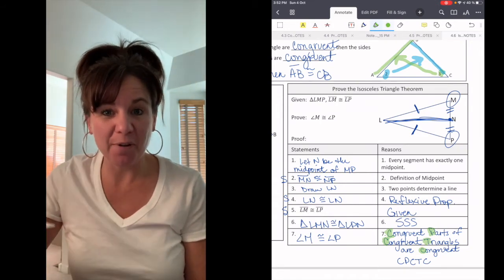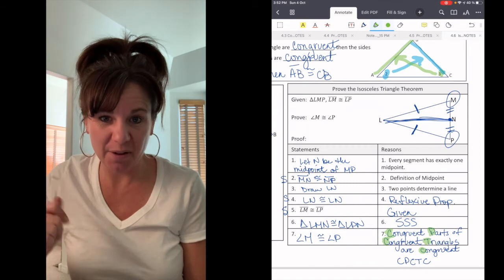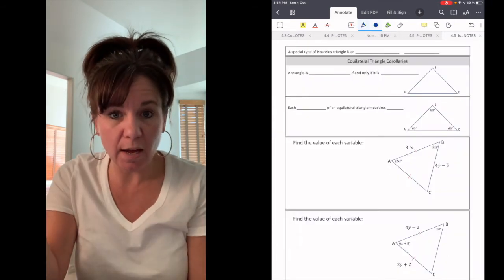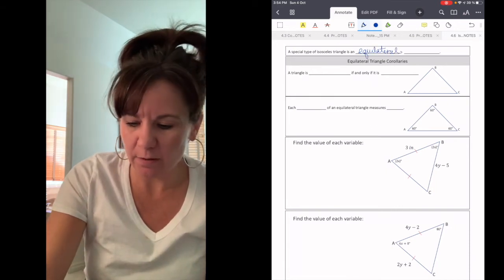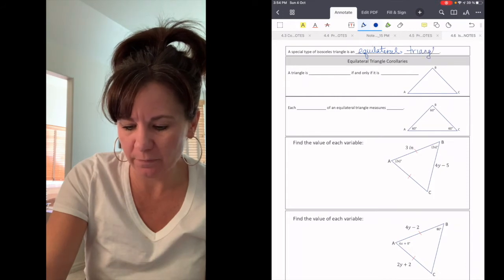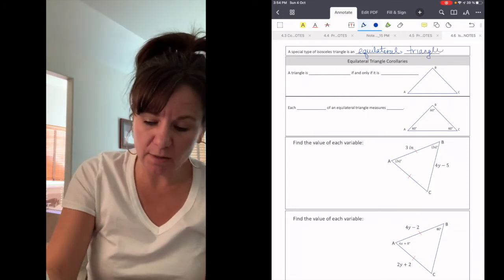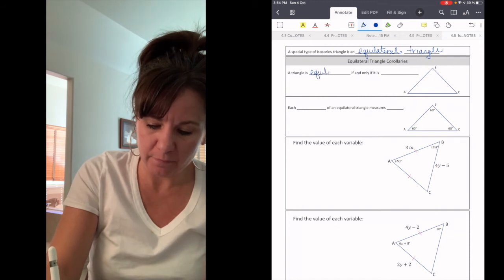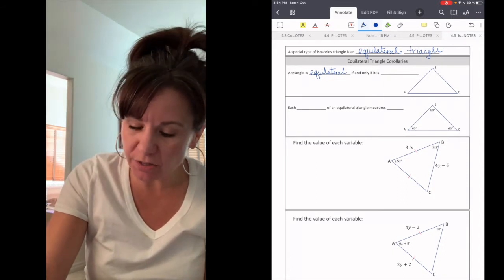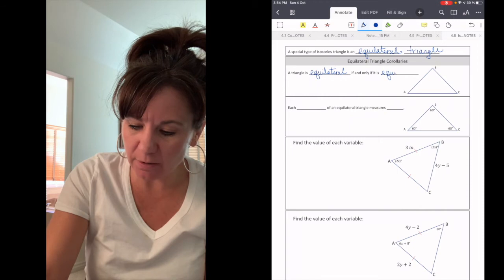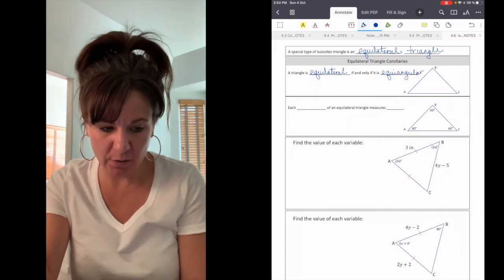Okay, so let's flip over and we're going to try equilateral triangles on the other side. So a special kind of isosceles triangle is an equilateral triangle. And a triangle is equilateral, remember, meaning all of its sides are congruent, if and only if it is also equiangular, meaning all of the angles are congruent.